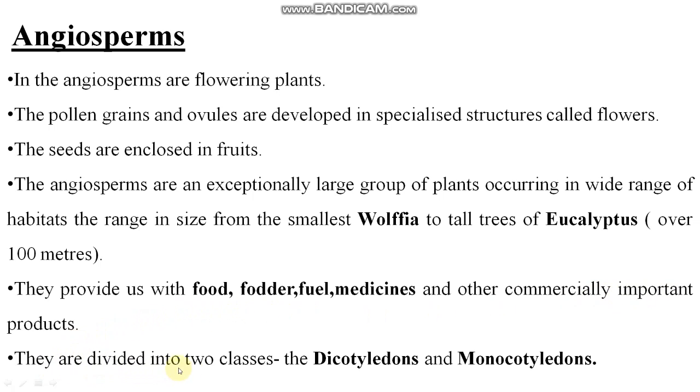They are divided into two classes: the dicotyledons and monocotyledons. Dicot means two cotyledons are present, like in gram seed. Monocotyledons means a single cotyledon is present, like in maize seed. Right? You have seen Zea mays, or maize, right?